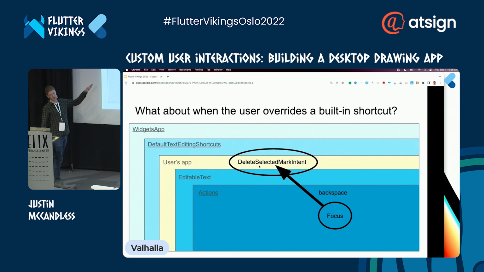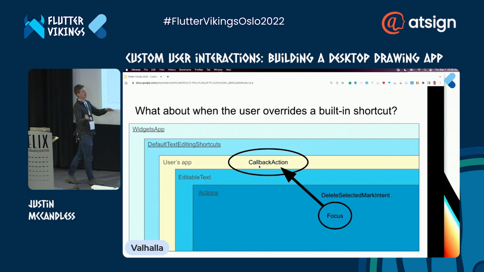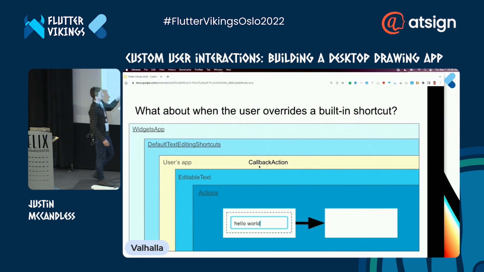So that gives us the opportunities to override things in the user's app, just like we did in our drawing app. So then once again, we come back down. We're now looking for an actions that maps delete selected mark intent. And since this is our own special intent we defined, editable text actions doesn't know anything about it. It does not map this intent. So it can go straight through the editable text and out back into the user's app. And as we saw in the drawing app, we had an actions widget there too that mapped delete selected mark intent to actually deleting the mark. And so that's what happens in our drawing app. And that's why when we press backspace, it did not delete a character. It immediately removed the mark.